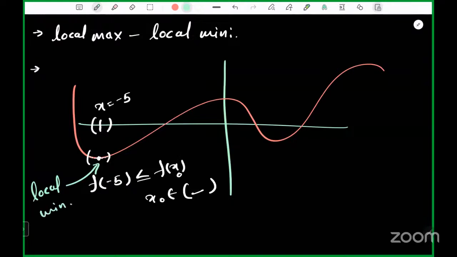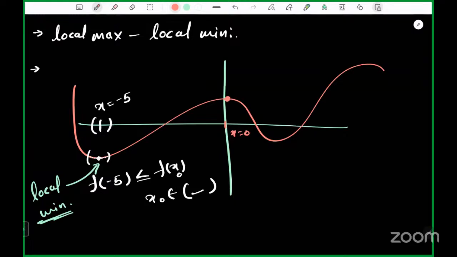Similarly, we can describe it: around it, f of x should be lesser. That's why it is minima, the minimum value. Now, similarly, we can take some maximum points also. So, for example, here only we can consider this point, suppose x = 0.